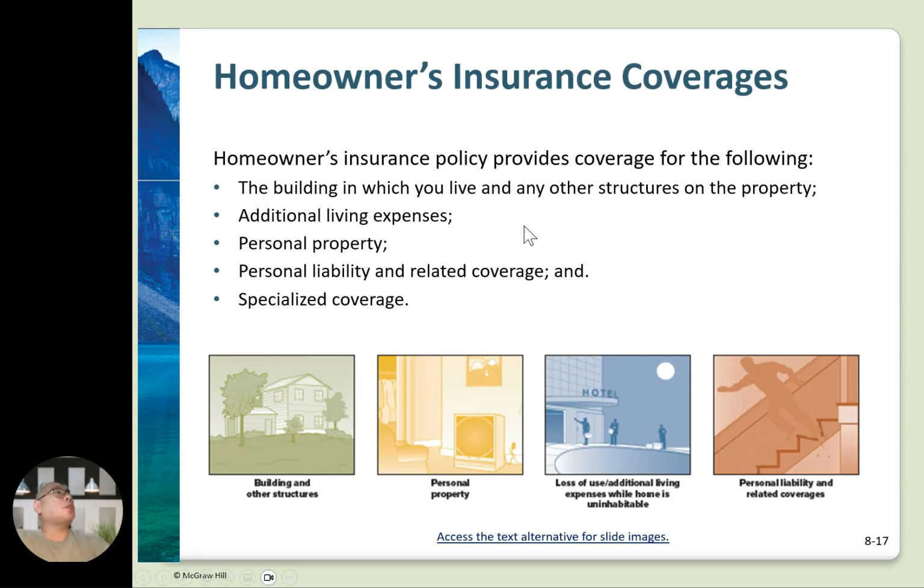Okay, home insurance coverage provides coverage for the following: the building in which you live and other structures on the property, additional living expenses, personal property, personal liability coverage, and specialized coverage. This is the building itself. This is your personal property, such as your TV. And if there's damage to your place, then you can use a hotel or motel to live in. And then you also have personal liability and related coverage for a slip and fall.